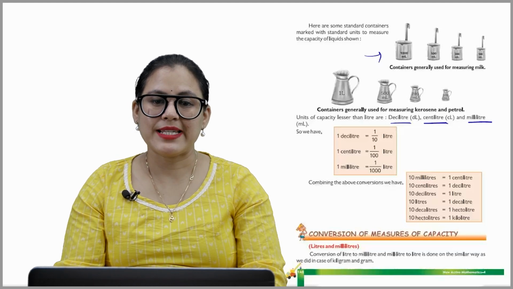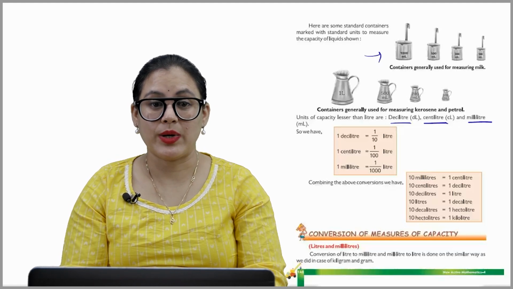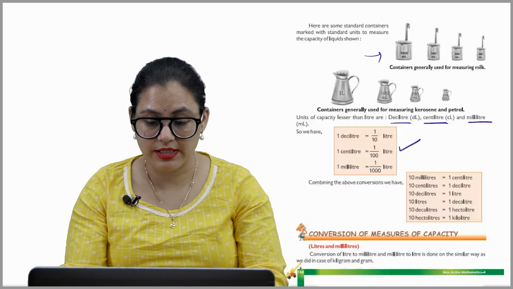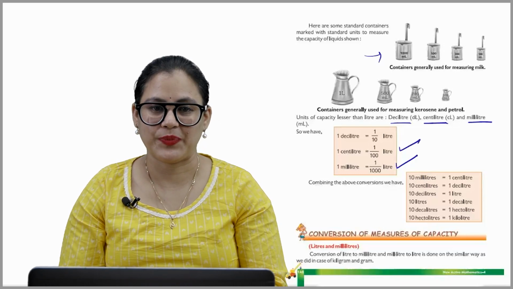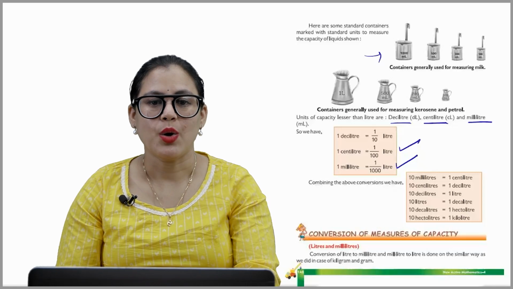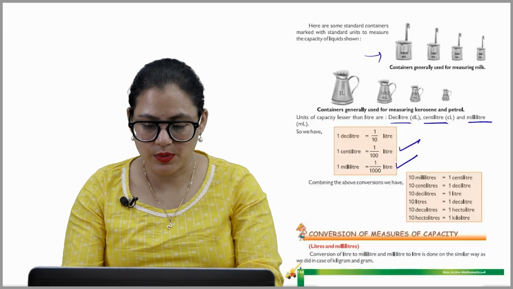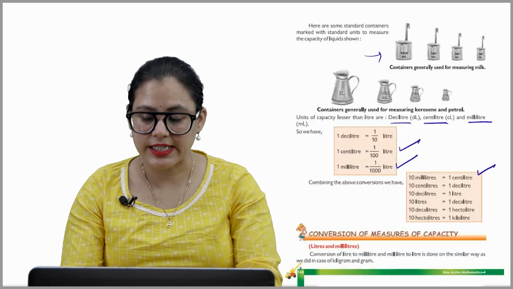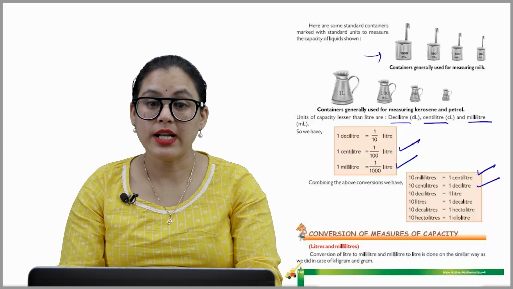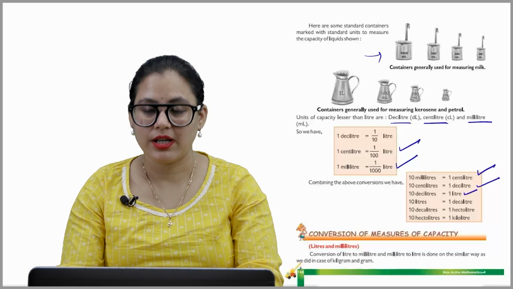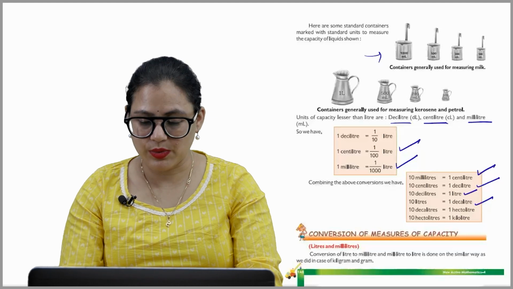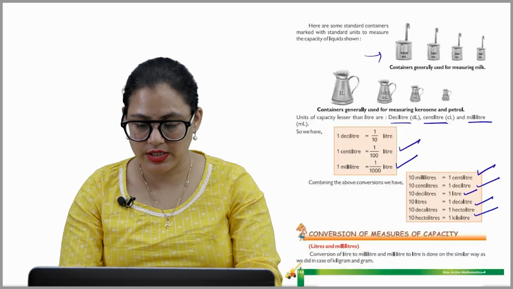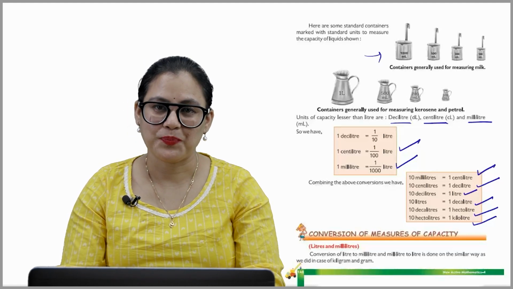So we have 1 deciliter is equal to 1 by 10 liter, 1 centiliter is equal to 1 by 100 liter, and 1 milliliter is equal to 1 by 1000 liter. Combining the above conversions, we have 10 milliliter is equal to 1 centiliter, 10 centiliter is equal to 1 deciliter, 10 deciliter is equal to 1 liter, 10 liters is equal to 1 decaliter, 10 decaliter is equal to 1 hectoliter, and 10 hectoliter is equal to 1 kiloliter.